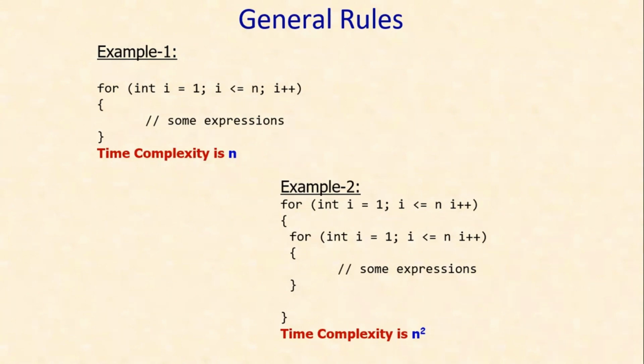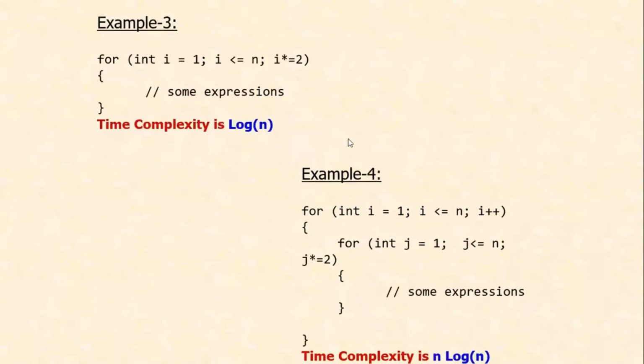Similarly, we will be having another example here. If you observe this, see here you are having a loop but with incrementation by 2. Incrementation is multiplied by 2, i is equal to i into 2. So here the incrementation is not by 1 or 2. It is incremented by multiplication. So the time complexity will be log n in these cases.